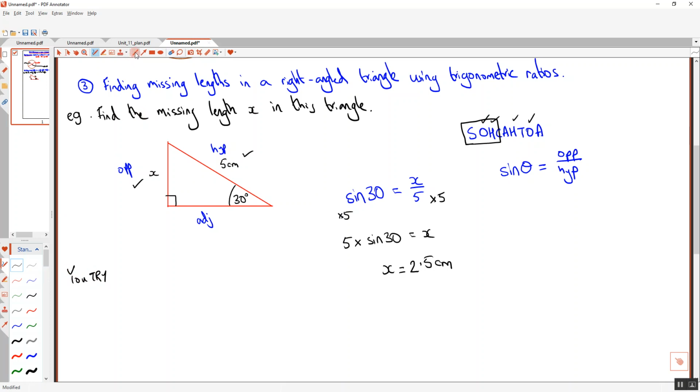Wait, so O is always over H, and A is always over H, and O is always over A. Yeah, and you can see, because if you remember SOHCAHTOA, it's O opposite over hypotenuse, A adjacent over hypotenuse. Top and bottom, top, bottom, top, bottom.